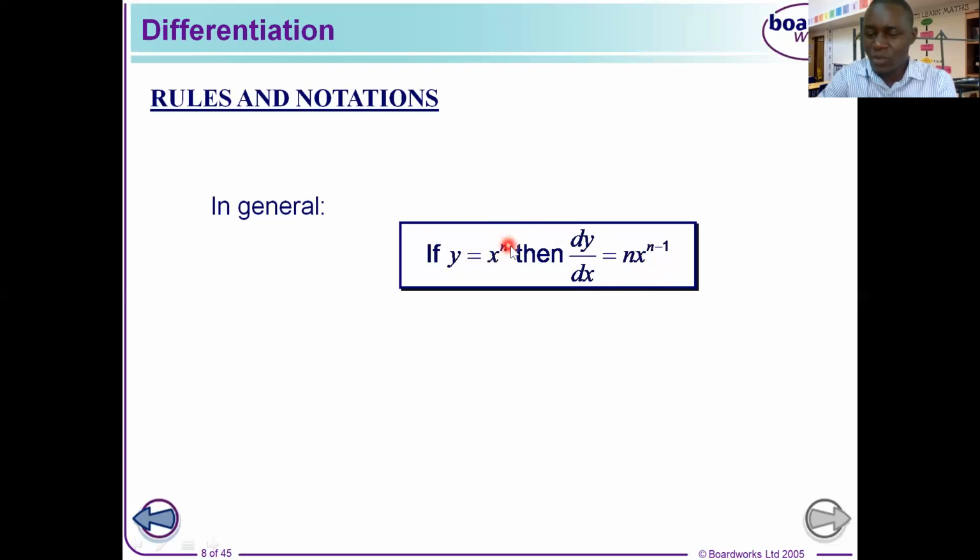Then when you are writing the power of the x, you write the power minus 1. In other words, you reduce the power by 1. So n times x raised to power n minus 1 is the differential or the derivative of y equal to x raised to power n.